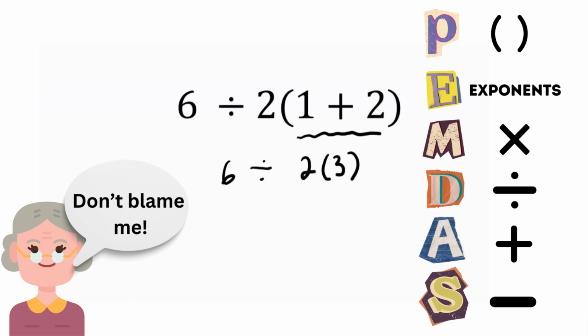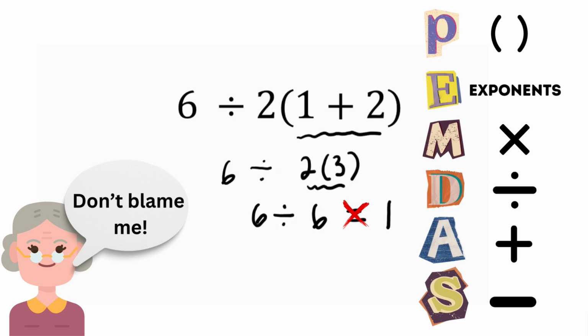So following "please excuse my dear Aunt Sally," there's no exponents. So the next order would be multiplication. So they would, 2 times 3 is 6. We get 6 divided by 6, and we would get 1. And we have the wrong answer. Okay, and why do we have the wrong answer?